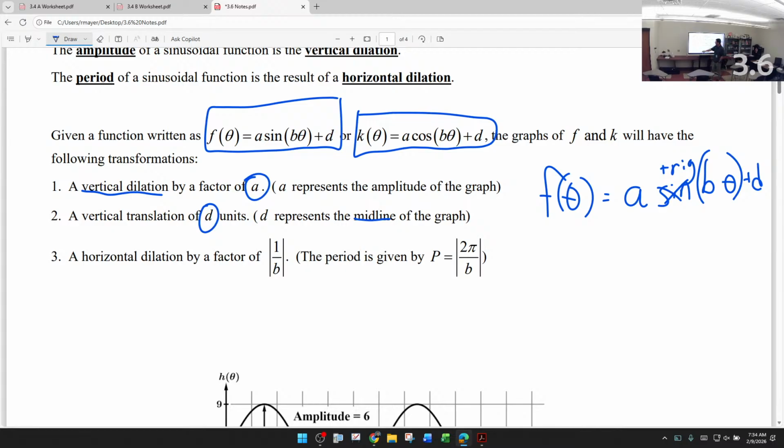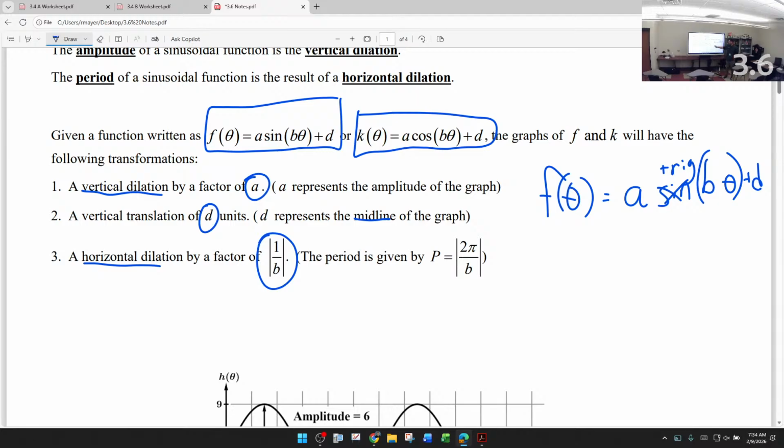And then the horizontal dilation. Hopefully you think back to unit 1 when we talked about that. Anything with the horizontal is opposite of what you think. If it's a positive C, it moves it to the left. If it's a negative C, it moves it to the right. And so they're going to say it's 1 over B, and they're going to do the absolute value of that. That's misleading. I don't worry about the absolute value, but it's 1 over B.